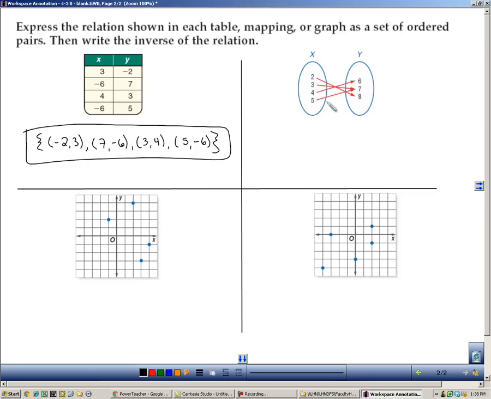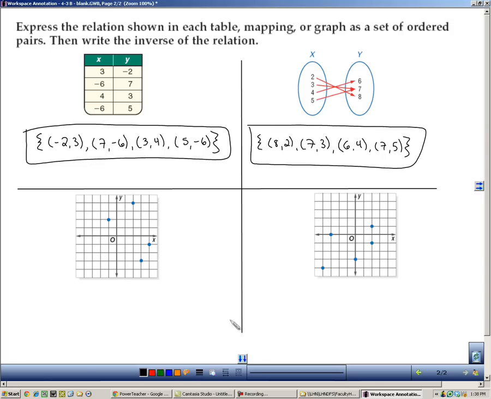Let's do the next one over here. I have a 2 paired with an 8. So the inverse would mean I'll go 8, 2. I have a 3 paired with a 7. So the inverse is 7, 3. Switch the x and y. 4 paired with a 6 makes it a 6, 4. And lastly, a 5 paired with a 7 is a 7, 5. That's how you find the inverse.